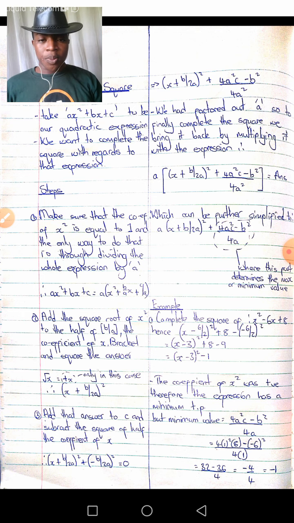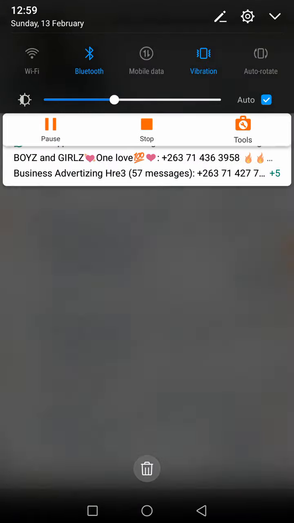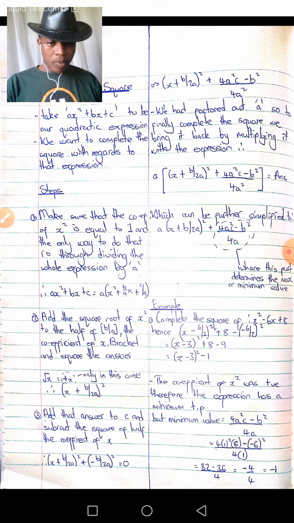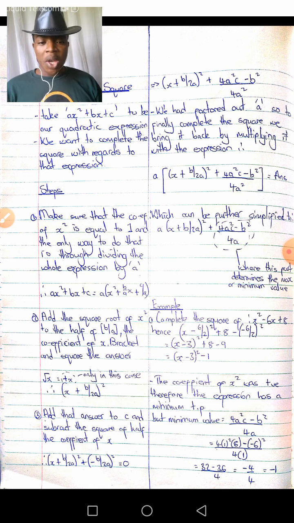Alright, so I was saying we have an example there. We're asked to complete the square of x² − 6x + 8. Now the coefficient of x² is plus 1, the coefficient of x is minus 6, and 8 is just a known term, so there's no need to say the coefficient of that. It's just a c. Our b is minus 6, our a is plus 1, so everything is fine there.